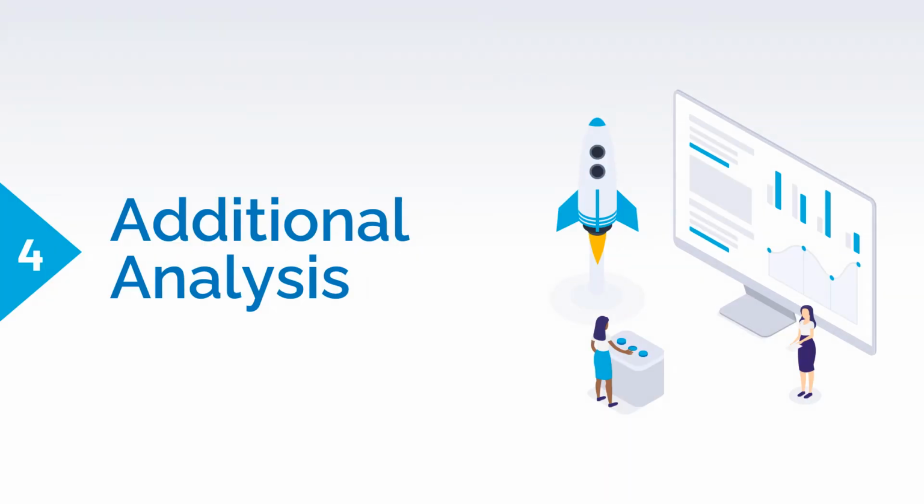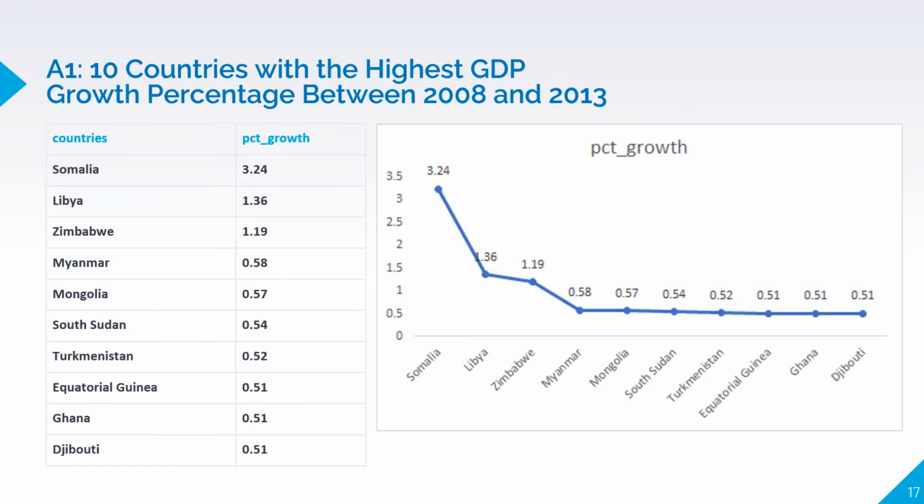Next, Tony and I will be covering the additional analysis questions. In particular, we analyzed the effects of the 2008 stock market crash on population. Our first question analyzed which 10 countries had the highest average annual GDP growth percentage between 2008 and 2013. This number was then rounded to 2 digits.